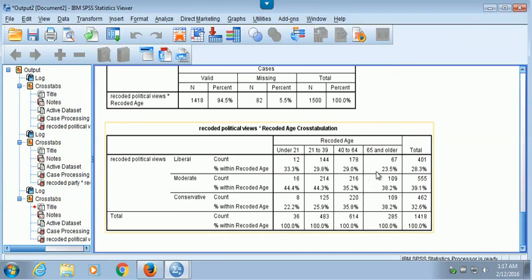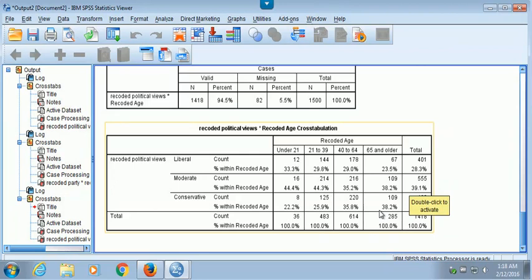Again, you're just going to look across the crosstabs. You'll see 65 and older are about 10% less likely to be liberal than 21 and younger, excuse me. Across the moderate, you're not seeing a really big change, about a 6% change between the groups. Here you see a little bit between 40 and 64, roughly a 9% change. And then in conservatives, you see about a 16% difference between under 21 and 65 and older.